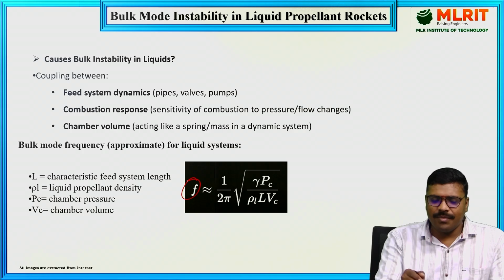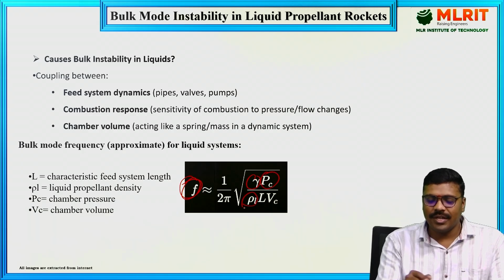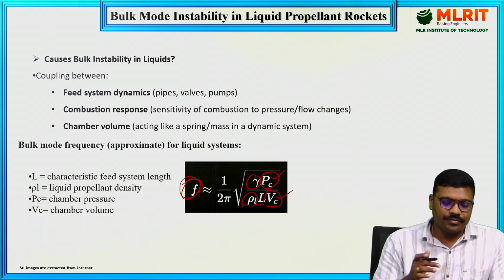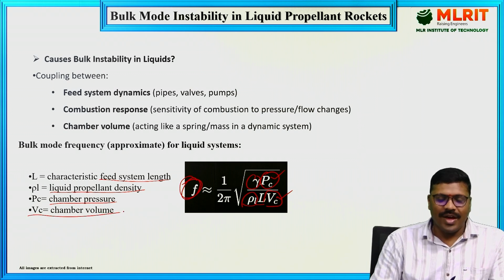The frequency can be calculated with the help of f equals 1 by 2 pi times the square root of gamma Pc by rho L times L times Vc. Here f is the frequency of oscillations, gamma is the specific heat ratio, Pc is the combustion chamber pressure, rho L is the liquid density, L is the characteristic feed system length, and Vc is the volume of the chamber. So the pressure in the chamber, the volume of the chamber and the length are all important.